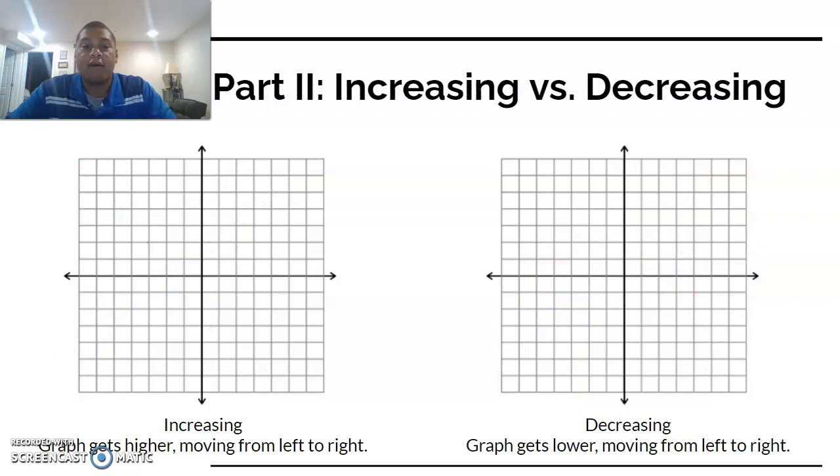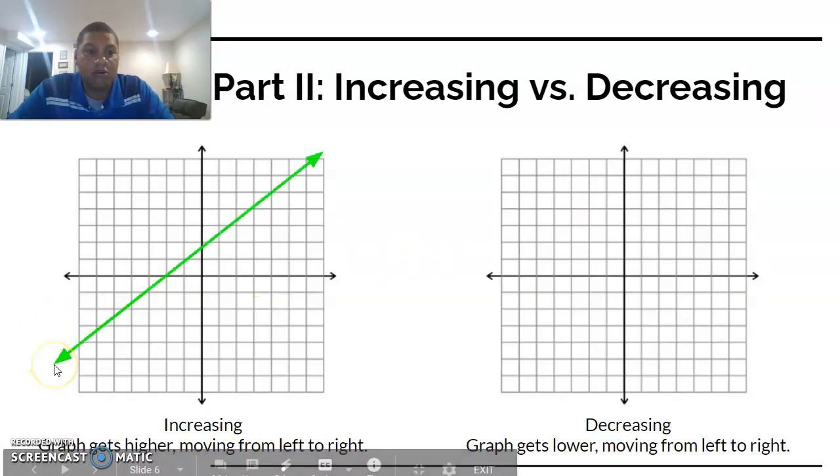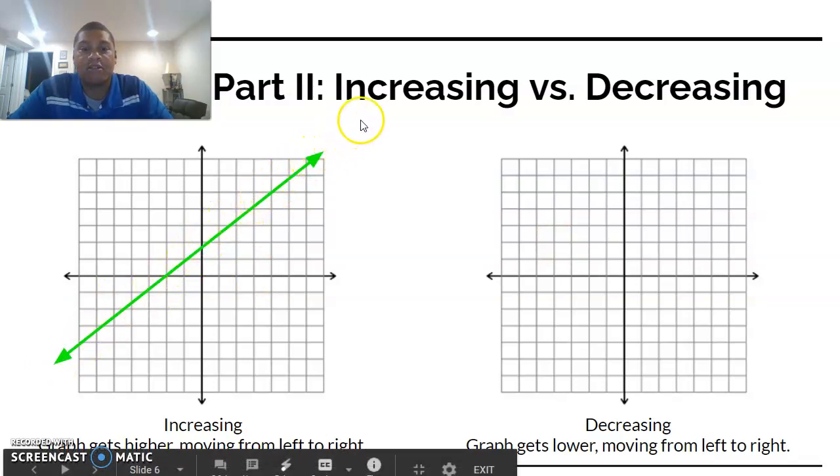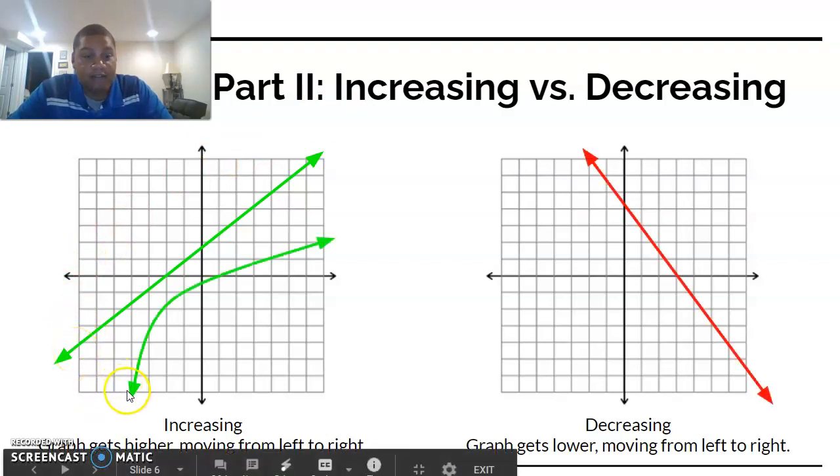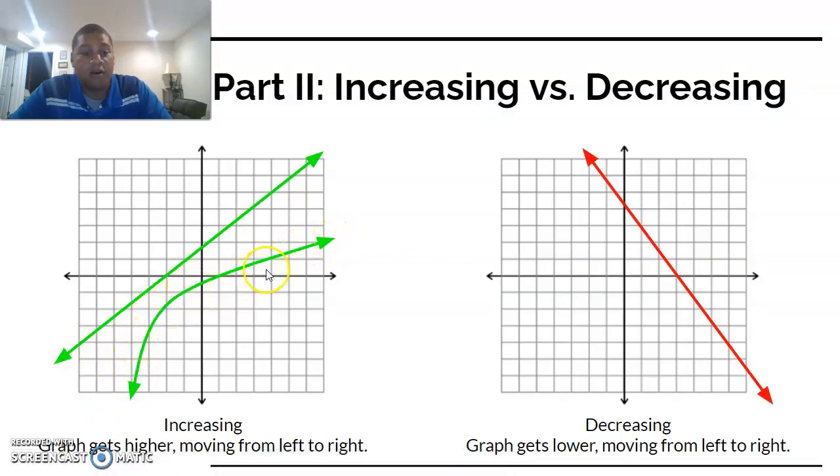Okay. Examples for increasing versus decreasing. Again, increasing, the graph gets higher, moving left to right. So this one is increasing. Okay, it starts low, goes down to negative infinity, and then moves its way up, increasing, increasing, higher and higher, all the way up forever. That's an increasing graph. It's also linear, right? So this would be an increasing linear graph. This one starts at negative infinity, goes up, but it curves here in the middle. We call this one nonlinear increasing.